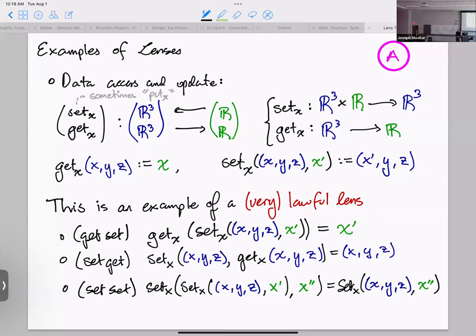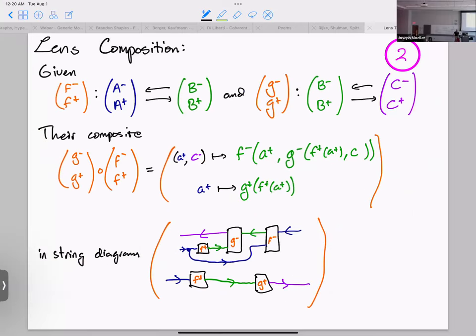And in fact, exercise A says that if you have a lens that satisfies those three laws, you are actually of this form. You're just getting and setting a product projection. Okay. All right, lens composition. This is the most important thing about lenses, that we can compose them.